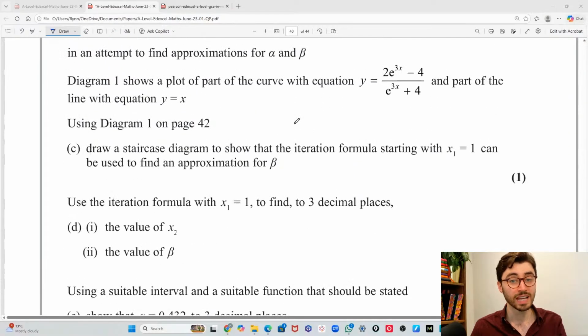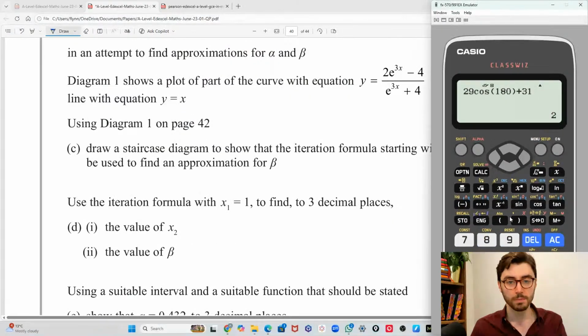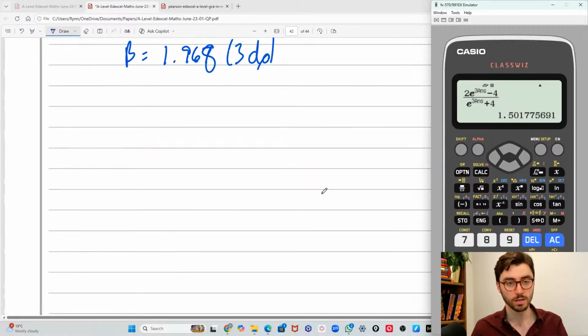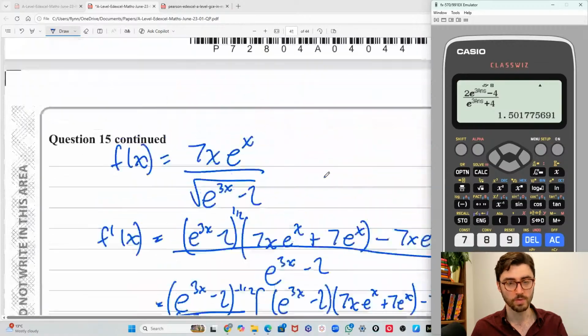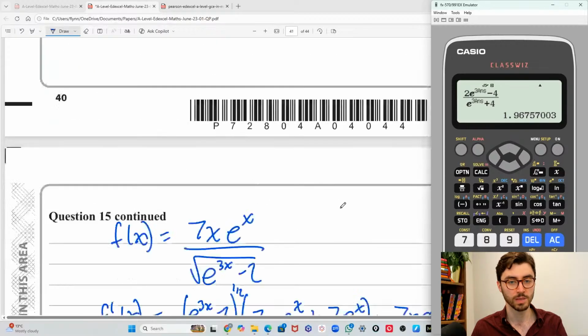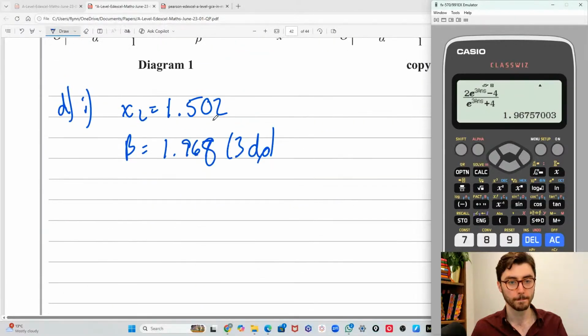Great. So in terms of actual checking, there's not too much I need to do here, because I just put in, let's just redo it, put in value of 1, and then just redo it. So 2e to the 3 answer minus 4 all over e to the 3 answer plus 4 equals nonsense. And I think I wrote down the nonsense. Yeah, 1.502. That is x2. And then you just click the button, and then 1.968 is beta. Great.